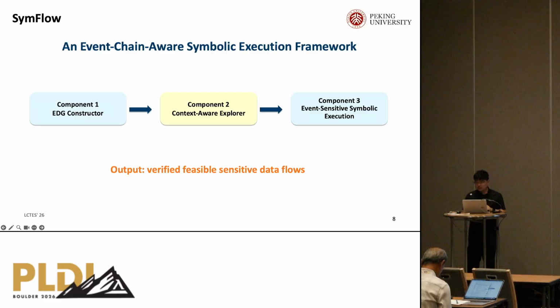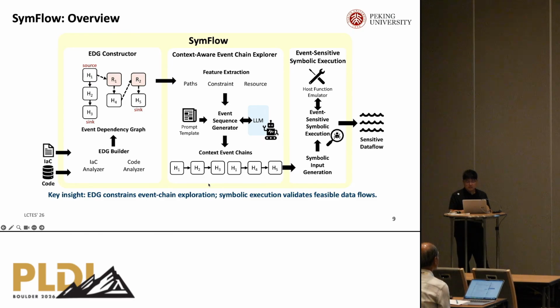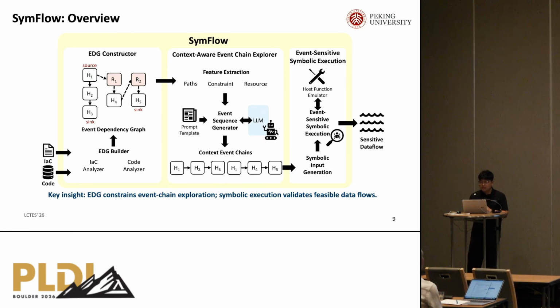SymFlow has three stages. It constructs an event dependency graph, explores context-aware event trains, and then performs event-sensitive symbolic execution. The output is verified sensitive data flows that are feasible under real execution constraints. This slide shows the complete workflow of SymFlow. The left part is the EDG constructor. It takes IaC files and application code as input and builds an event dependency graph that connects handlers, resources, sources, sinks, and dependency attributes.